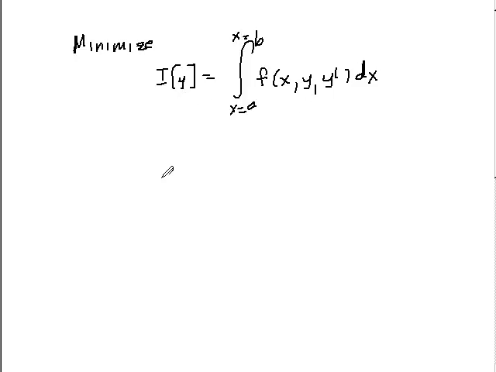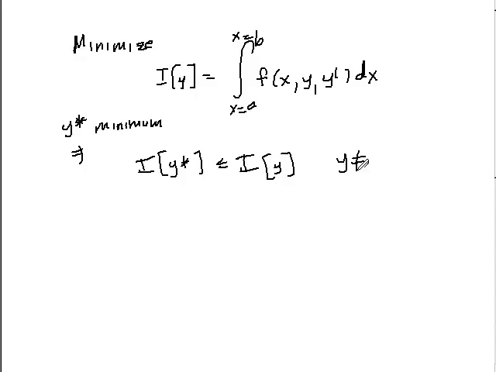Now, what does the minimization actually imply? This implies if y is a minimum, or let's call it y star is a minimum, it clearly means that if I calculate the value of this integral at y star, it's less than or equal to any other function if y doesn't equal y star, right? Because if this were violated, if the integral of y star was bigger than I of y, then there would be another minimum. So the minimum forces this to happen.